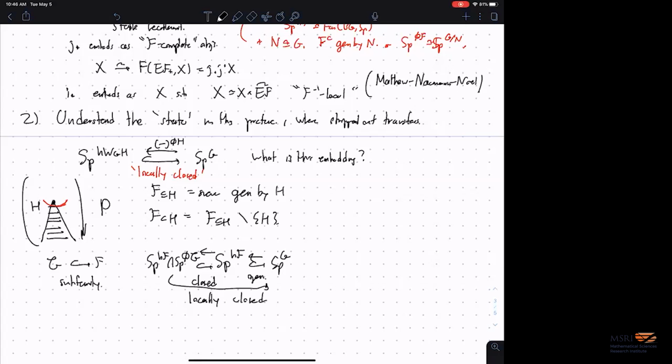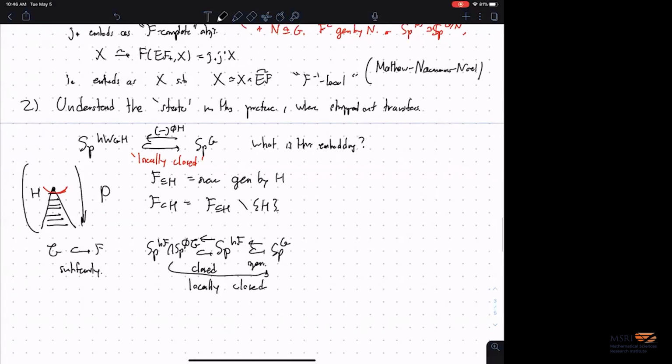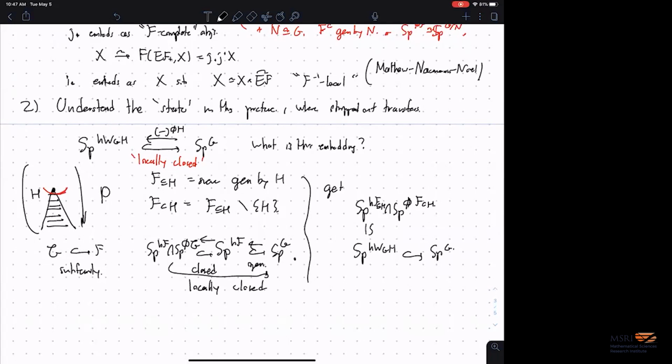So by intersecting these families, I'm really intersecting the sieve F and the co-sieve complementary to G, and I can obtain these locally closed full subcategories of G spectra. So in this case, you get SP^{H}_{F≤H} intersect SP^{φ}_{F<H}. And the idea here is that if I'm F complete and G inverse local, I'm concentrated on the part of the poset where my subgroups are in F minus G. So in this case, I will be concentrated on just H. So this will be equivalent to Borel group equivariant spectra. And this, of course, embeds, as I said, as a full subcategory of G spectra, as a locally closed full subcategory.